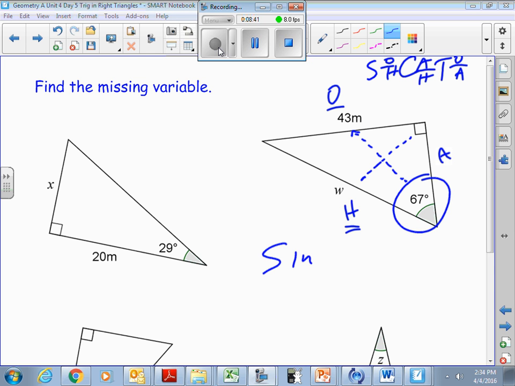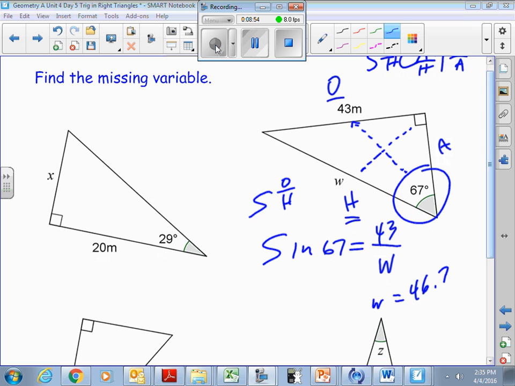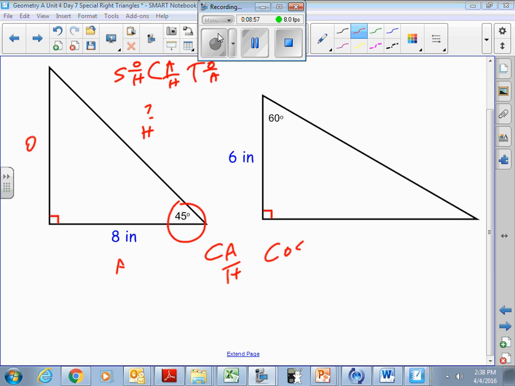Sine of 67 equals, let's see, the O goes on top, there's the O, and the H goes on the bottom. Pause, take a look at it. 6.7, cosine of who? 45 equals the A is on the top, 8, and the H is on the bottom. So for this one, again, I switched places. The H and the 45 switch places.